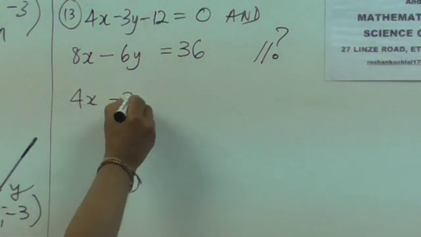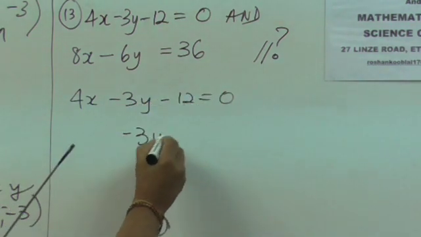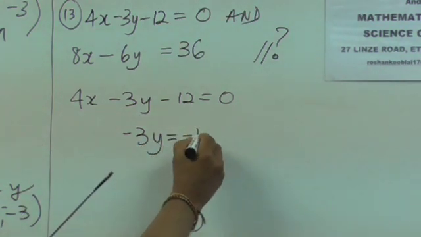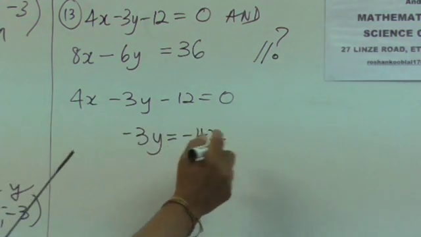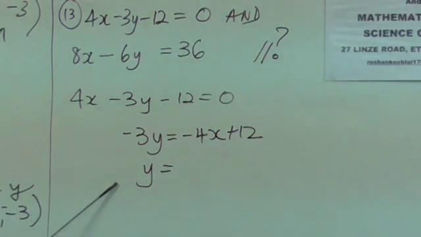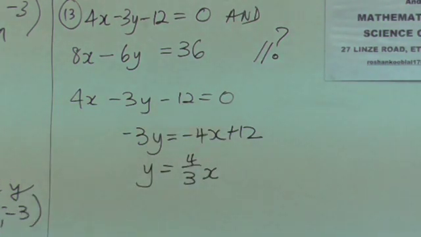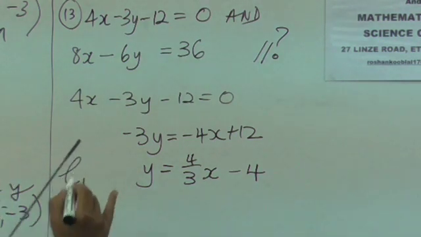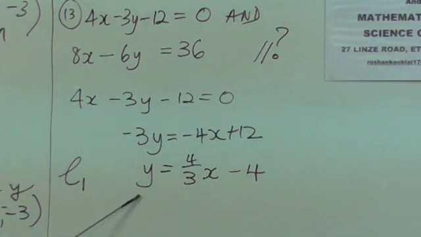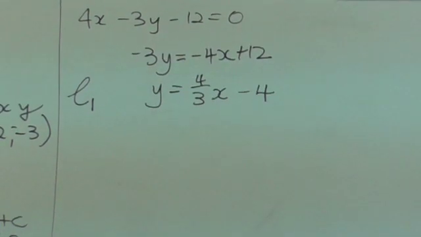So you've got 4x minus 3y minus 12 is equal to 0. So you bring it to standard form. Minus 3y is equal to minus 4x plus 12. Y is equal to, you're going to divide by negative 3 here, so it will become positive. So it's 4 over 3x. 12 divided by negative 3 will give you negative 4. So that's equation, let's call it line 1. So we brought line 1 to standard form, and we get y is equal to 4 over 3x minus 4.